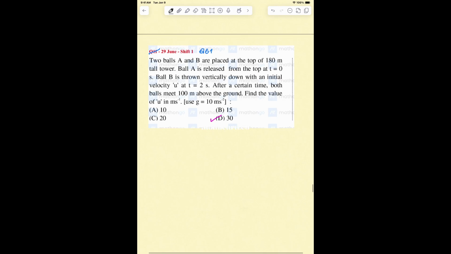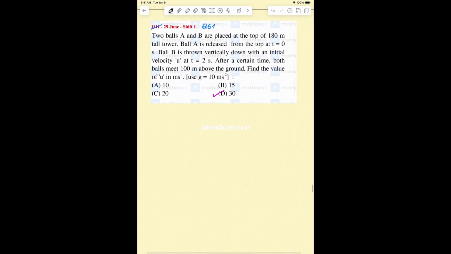Okay, let's read this question. Two balls A and B are placed at the top of a 180 meter tall tower. So now let us take the drawing. This is the ground. This is the 180 meter tall tower, 180 meters.